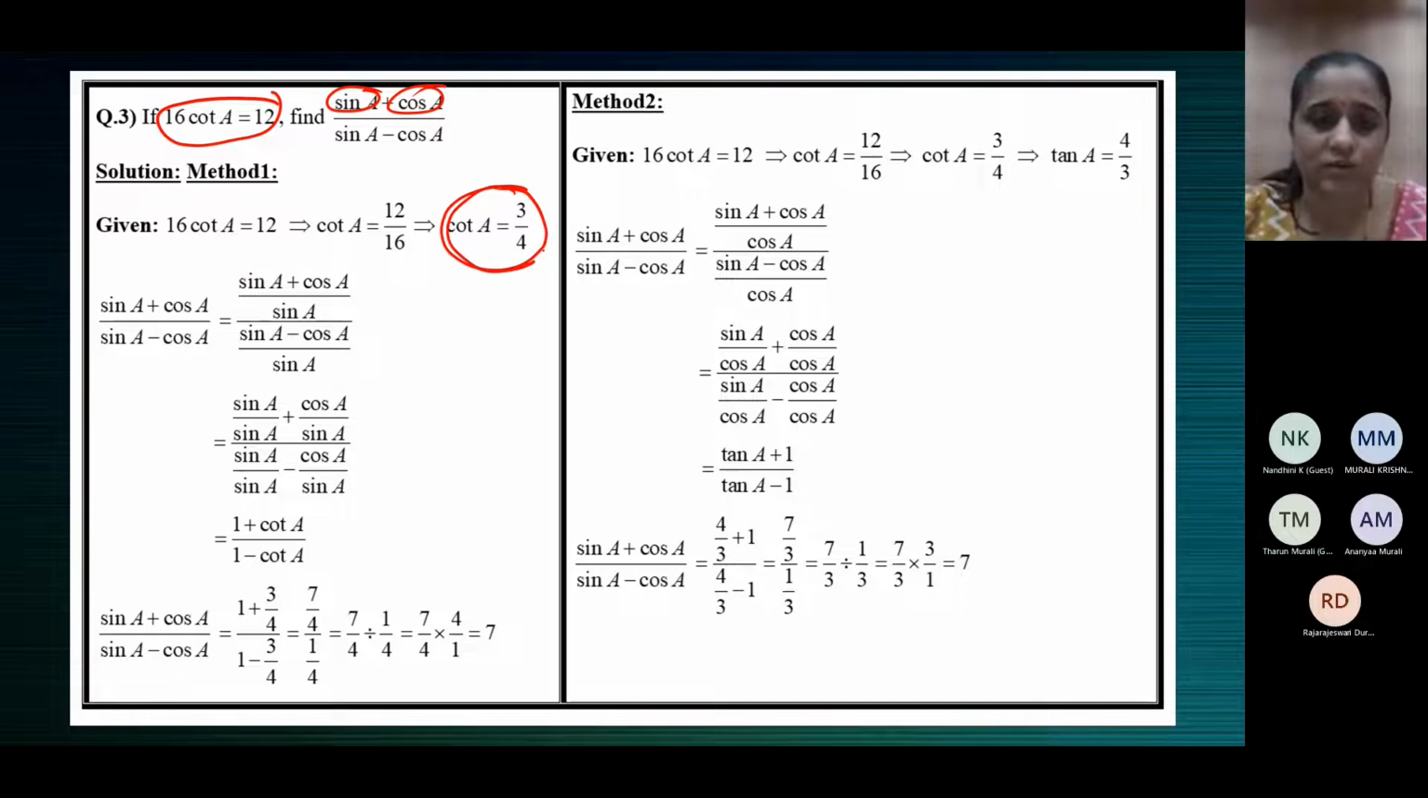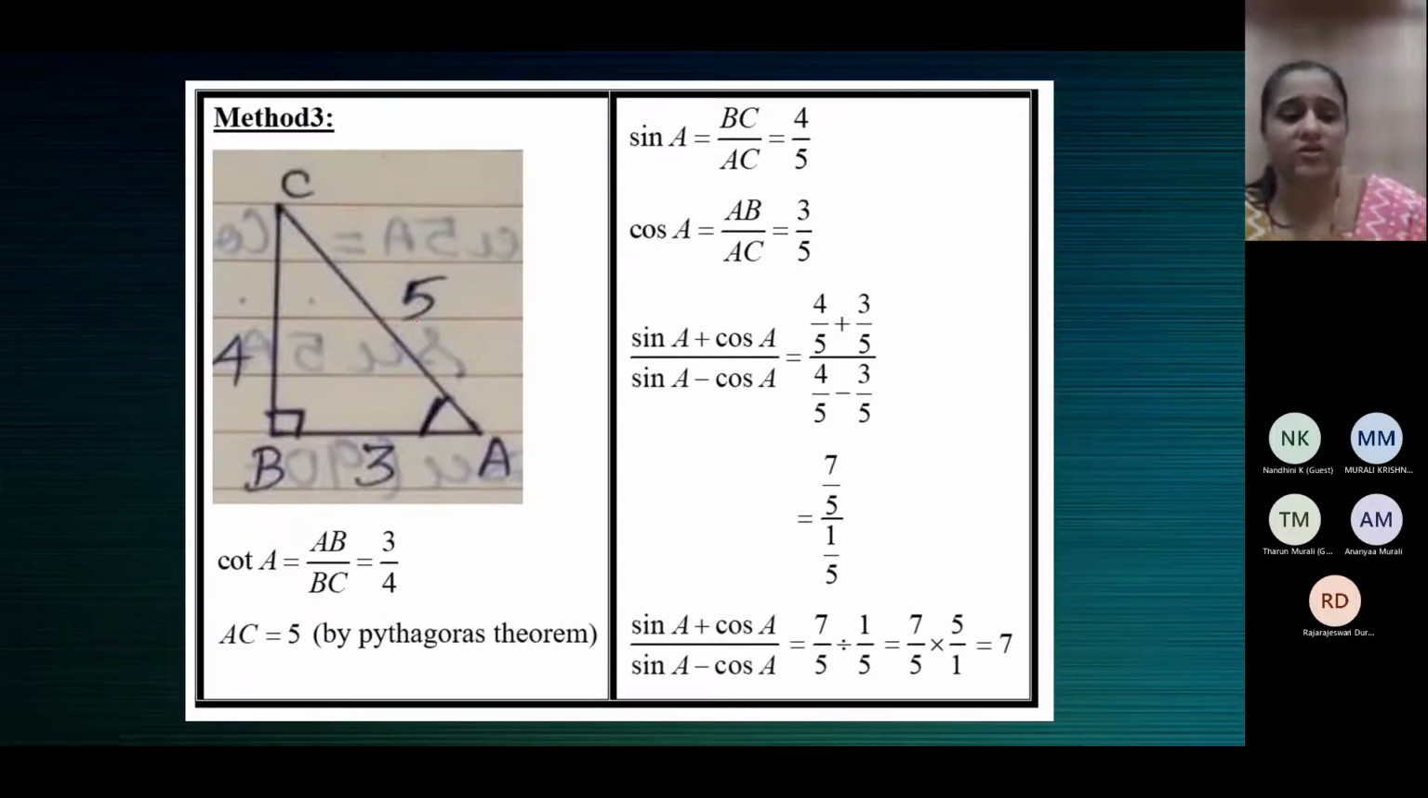One t ratio is given to you, cot A is 3/4. You want to find sin A and cos A. To evaluate this one, you need to find sin A and cos A. You can find the values of the other t ratios using a right triangle. So let's use a right triangle, and cot A is equal to 3/4.